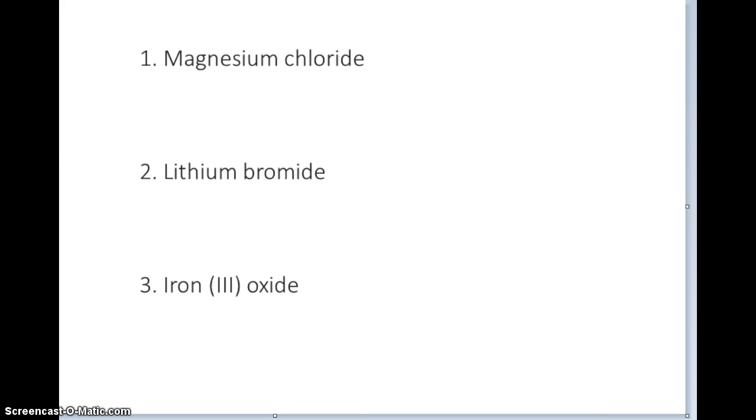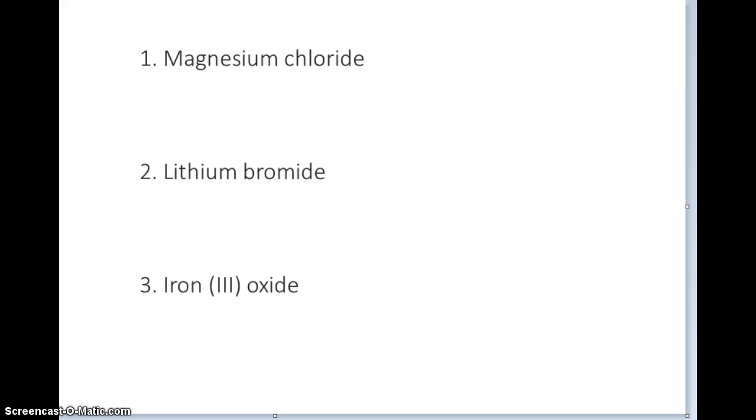Also, look at the anion. They have changed the ending. What used to be chlorine is now chloride. So when writing these formulas for ionic compounds, you do change the ending of your anion to -ide. What used to be oxygen is now oxide. So be sure to note that.